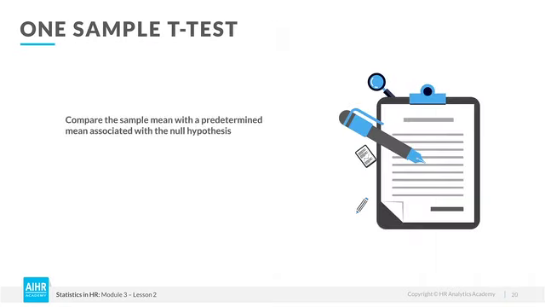Finally, you also have the one sample t-test. This test allows us to compare the sample mean with a predetermined mean that is associated with the null hypothesis. Think back to our example in Module 1, where we wanted to know whether the 9.5 hours worked by our employees after a managerial change is significantly different from the 8.5 hours that they worked before. Our null hypothesis is therefore H0: μ = 8.5, whereas H1: μ > 8.5.